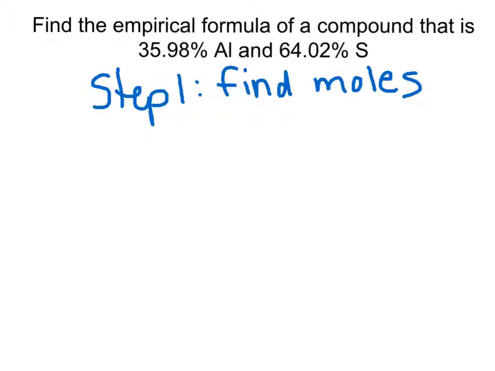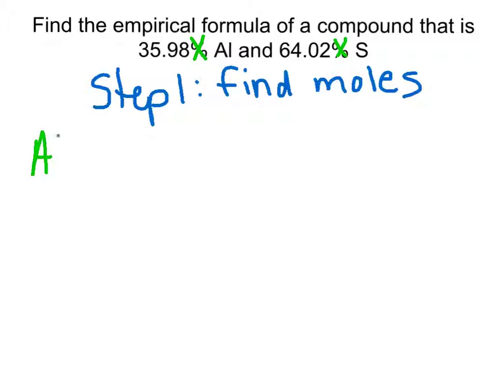I have a sample problem for us to do today, and it is to find the empirical formula of a compound that is 35.98% aluminum and 64.02% sulfur. So we have several steps we're going to go through. First of all, we need to figure out how many moles we have of each element. Now I know that it was given in percents in the problem, but we are just going to pretend that we have a 100 gram sample, which means that we're going to treat these numbers like grams.